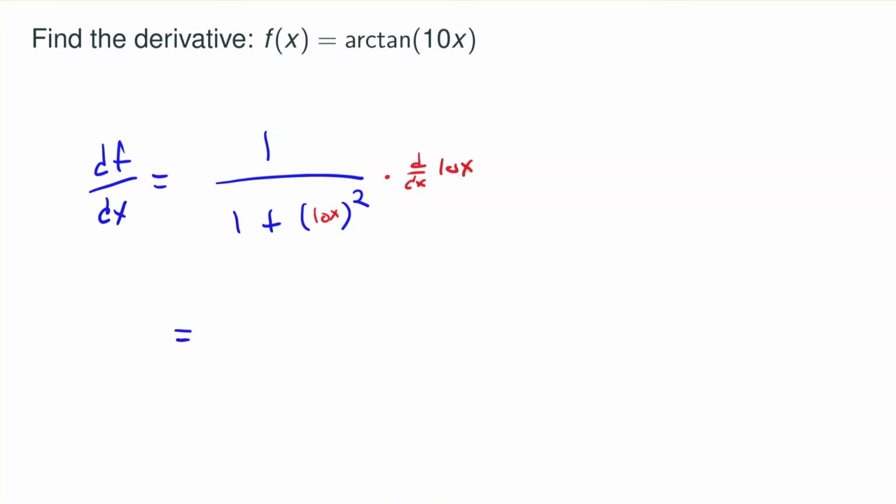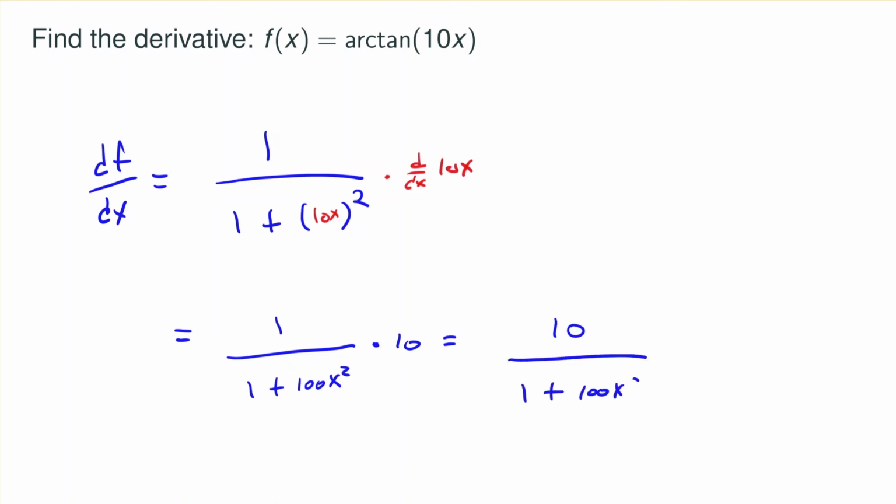So then we get 1 over 1 plus 10x squared, which is 100x squared. Multiplied by the derivative of 10x, which is 10, that is 10 over 1 plus 100x squared. So this is the derivative of this function, arctangent of 10x.